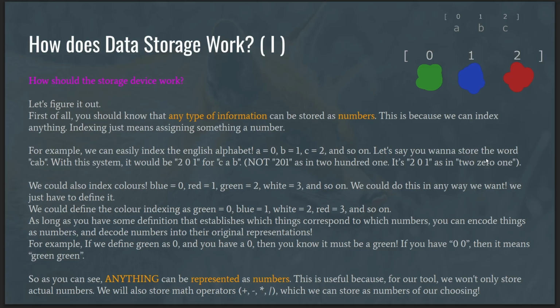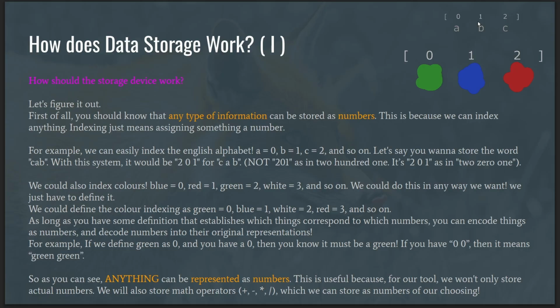How does data storage work? How should the storage device work? Let's figure it out. First of all, you should know that any type of information can be stored as numbers. This is because we can index anything. Indexing just means assigning something a number. For example, we can easily index the English alphabet. A equals 0, B equals 1, C equals 2, and so on. Let's say you want to store the word cab. Well, with this system, it would be 201 for CAB.